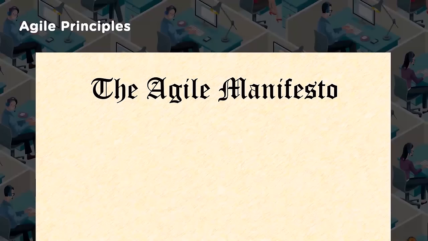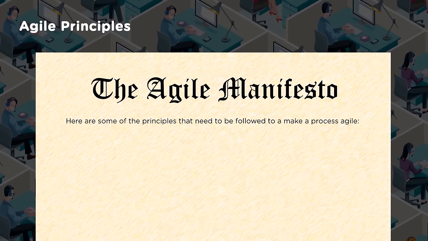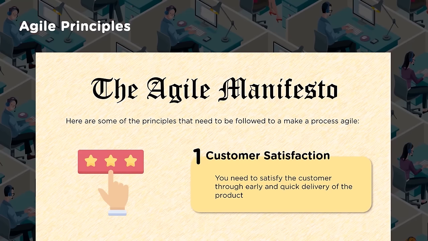So, agile principles. Here are some principles that need to be followed to make a process agile. The first principle is about customer satisfaction. One needs to satisfy the customer through early and quick delivery of the product. Someone who is hungry, if you give them water or food immediately, a piece of bread, at least there is some satisfaction, some realization: yes, I got what I need. So energy is back.